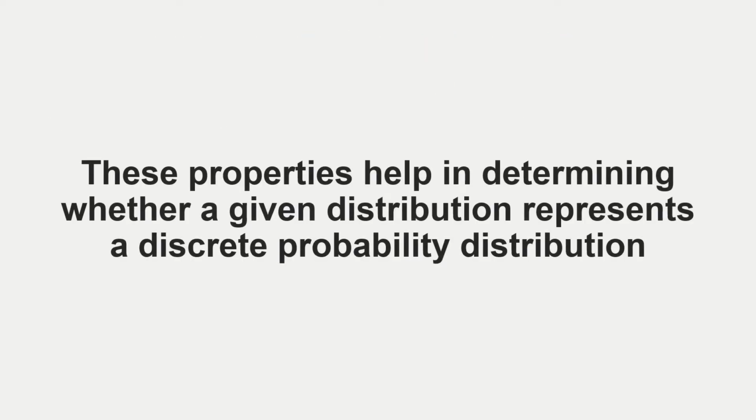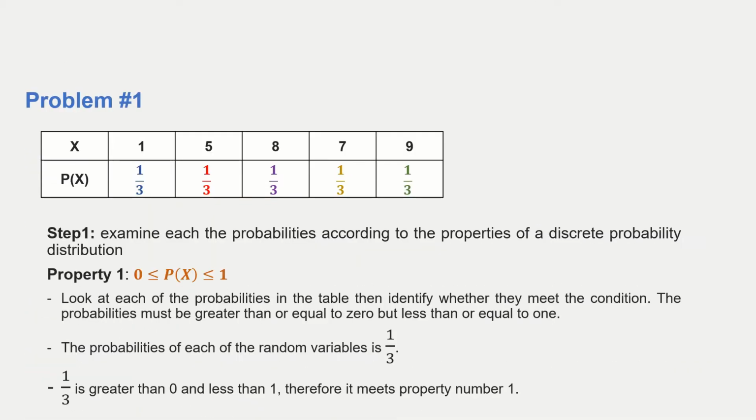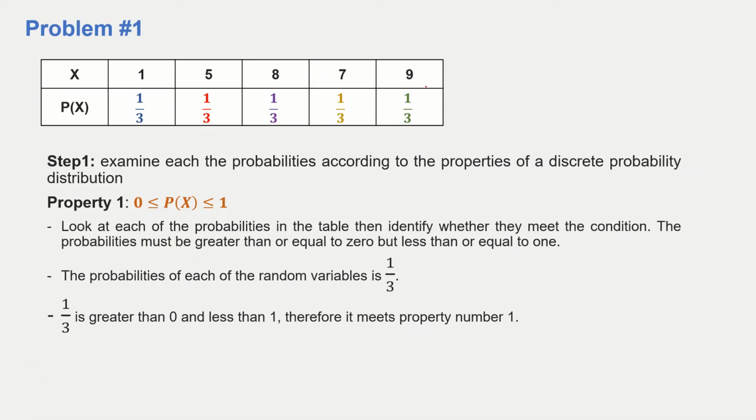So let's answer problem number 1. These properties help in determining whether a given distribution represents a discrete probability distribution. For number 1, these are the givens. We have random variable x, where x is equal to 1, 5, 8, 7, and 9. The corresponding probabilities are 1/3, 1/3, 1/3, and 1/3. All are 1/3. The first step is to examine each of the probabilities according to the properties.